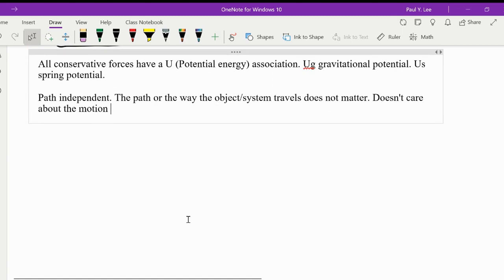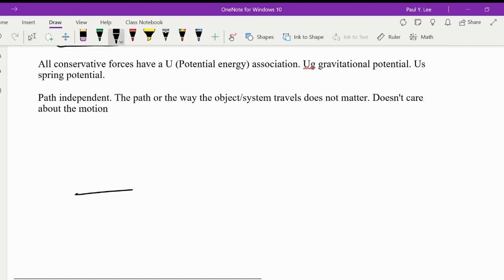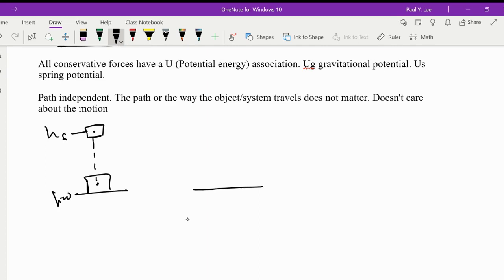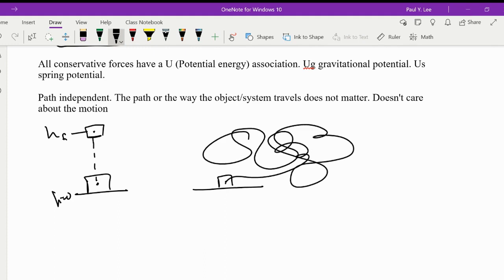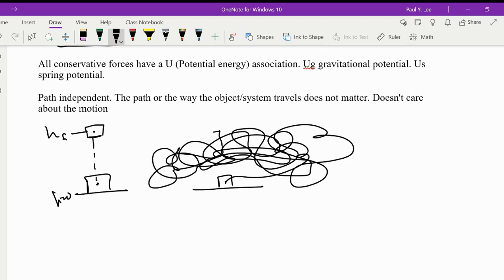So let me give you two examples of this. The first example, we have an object here, and the object is on the ground, so height of 0, and we raise the object up here to a new height, and we call this height h, or hf, or final height. Now, in the same kind of scenario, what if instead of lifting the object straight up, we took the object here, and we took it on a really wild ride? We go here, we spin it around, we go up, we go down, and we go all over the place. But the important thing is that at the end of this journey, we end up at the same hf.